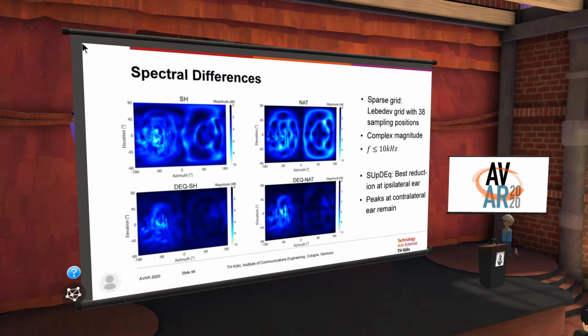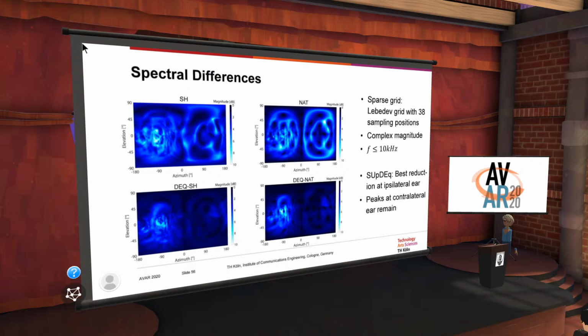And in the top row, you see the diagrams, the plots without preprocessing, and in the bottom row you can see the influence of the preprocessing. We see it's getting much better. The errors, especially on the ipsilateral side and in the frontal direction, are getting much, much smaller.